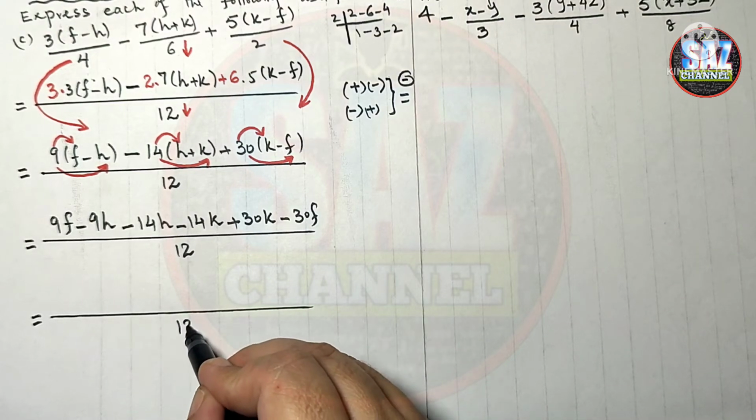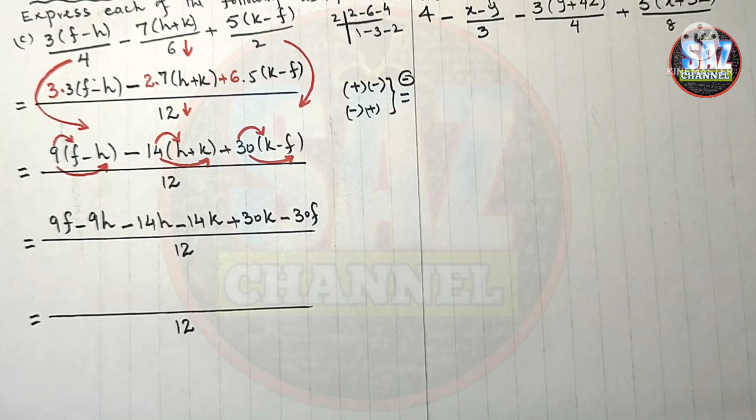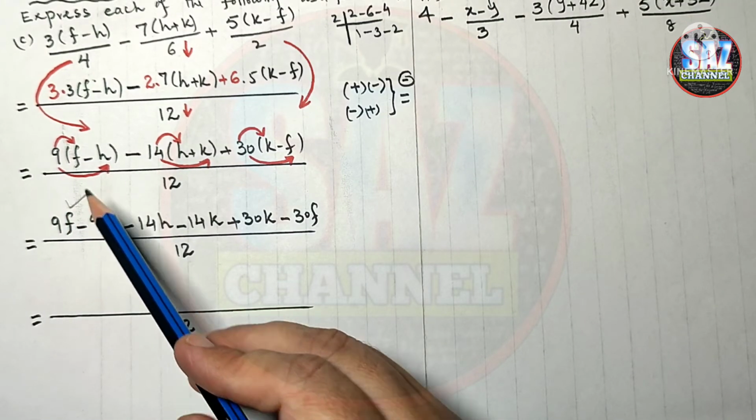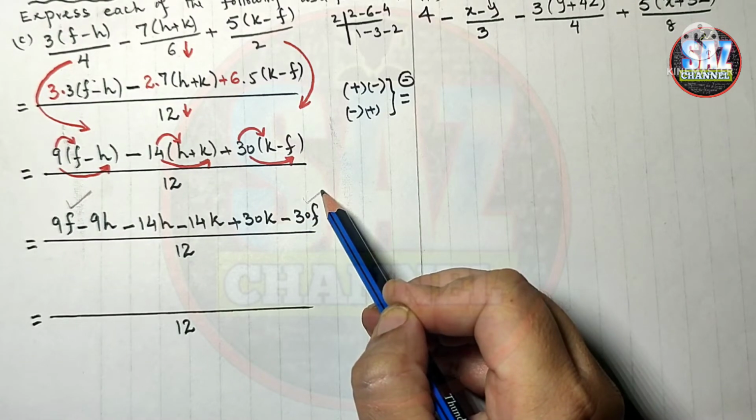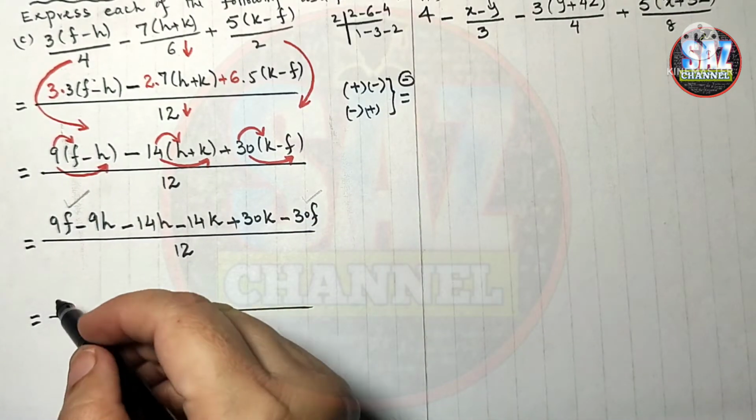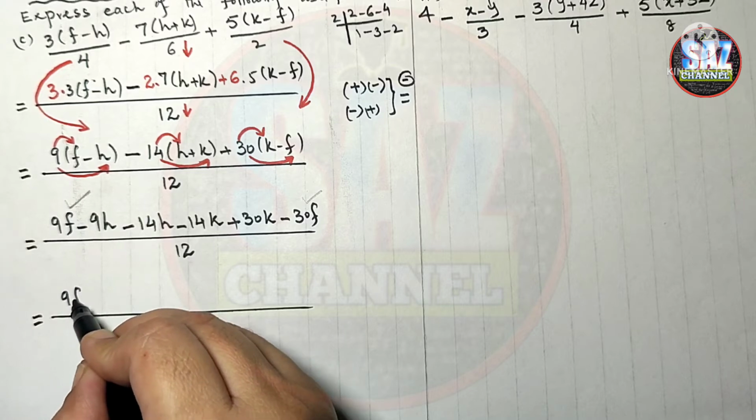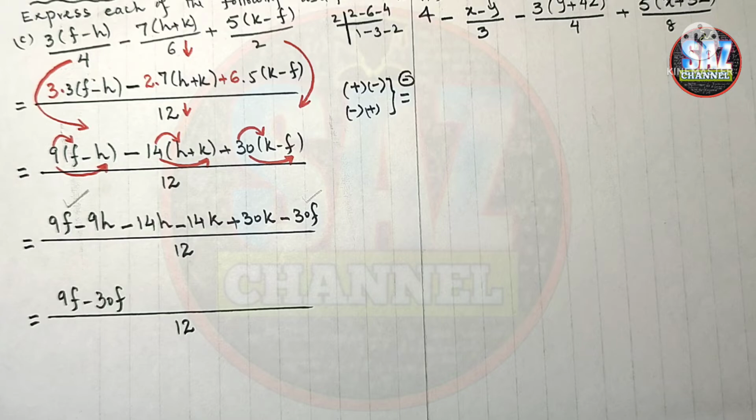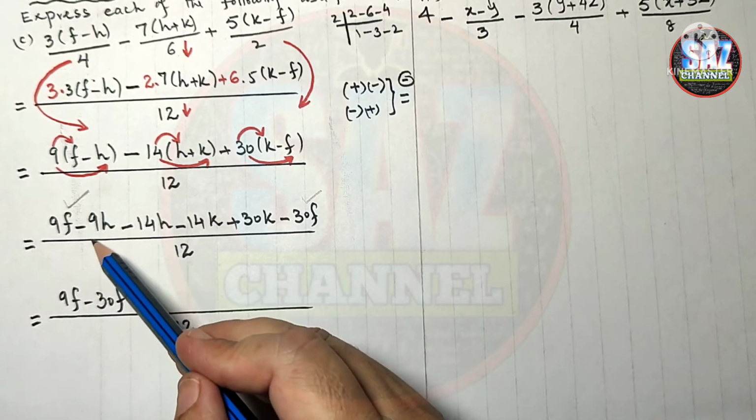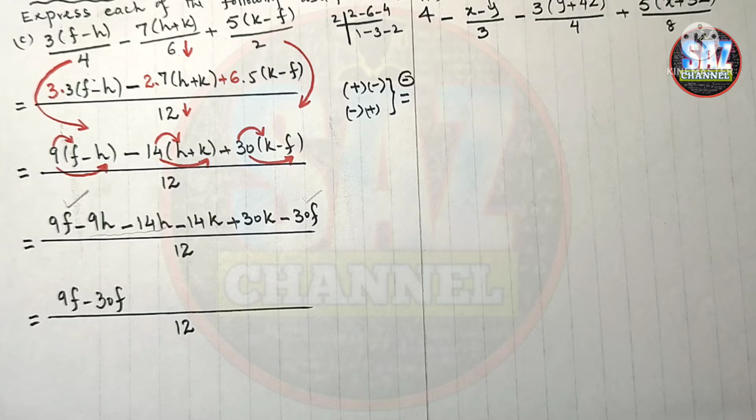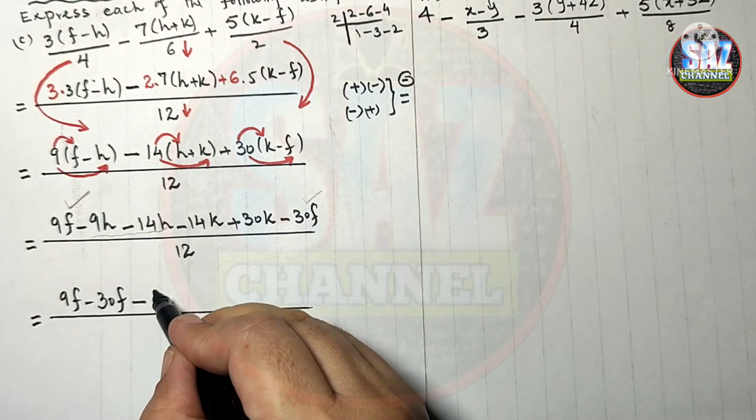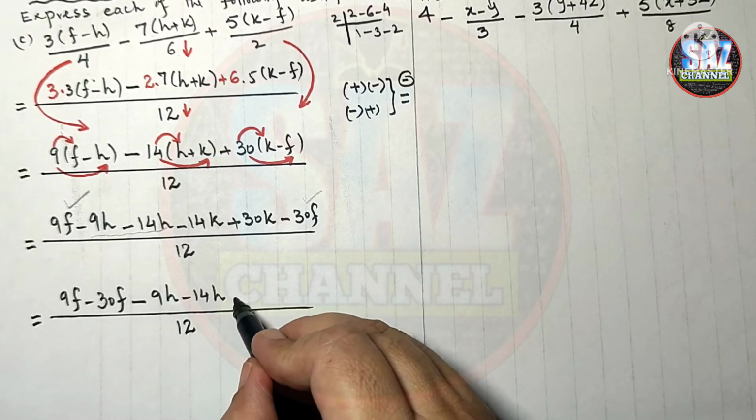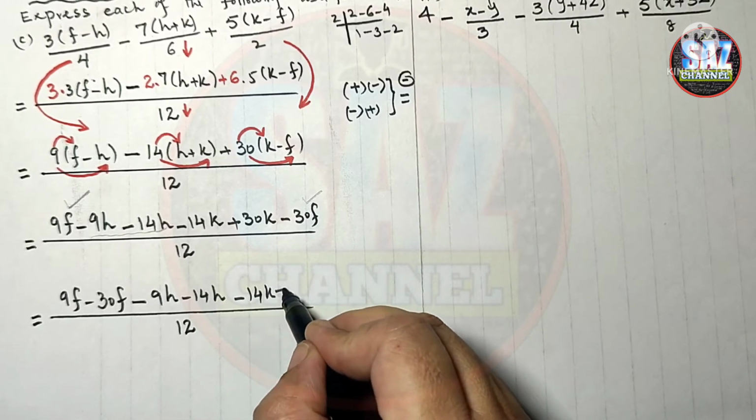So, we have to write down the like terms of the like variables together, like 9f. f is coming at first place and f is coming at the last place. 9f minus 30f, and then h terms. The h terms are by chance written together, minus 9h minus 14h, and then minus 14k plus 30k.